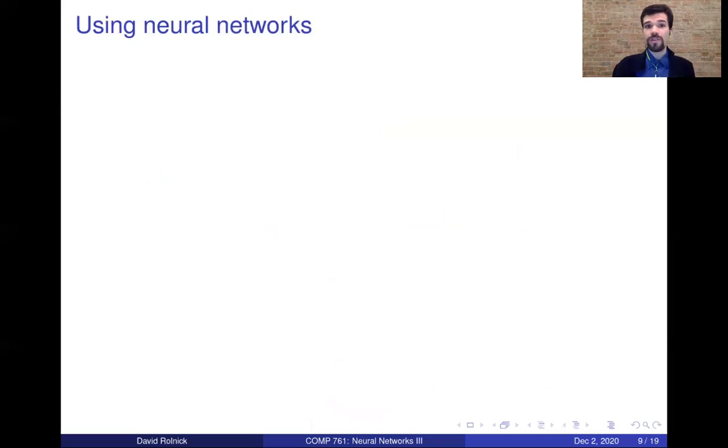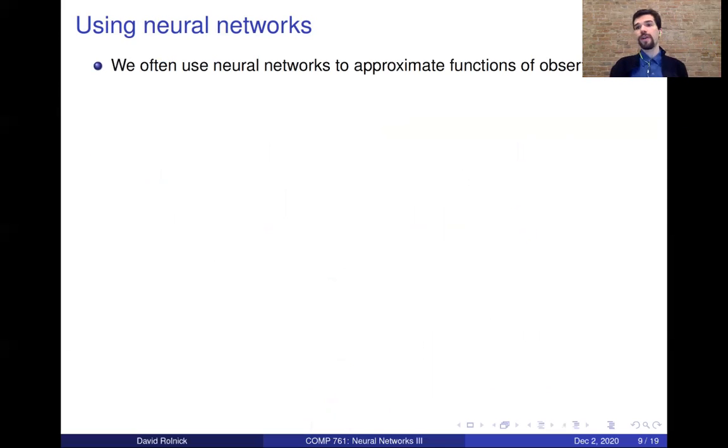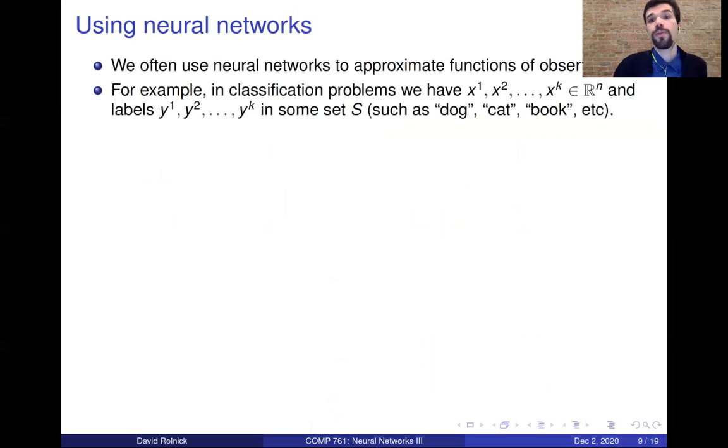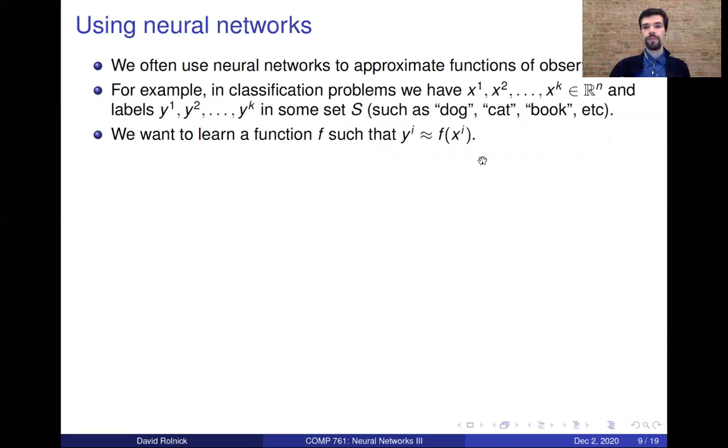So how do you actually use neural networks? We often use neural networks to approximate functions of observed data. You can think of a neural network as a function approximator, basically. For example, we saw classification problems before, where we have some data points, which are n-dimensional vectors, and we have labels, which are in some set. If you were classifying images, if these were image vectors, then you could have the labels be like dog or cat or book or so on. We want to learn a function f that approximates the function that we've observed from the data. So f of xi is approximately yi for each of the examples.